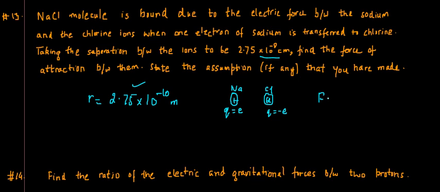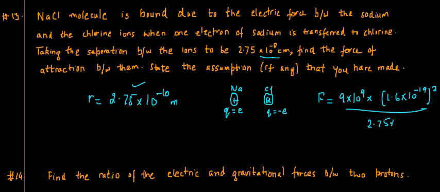The magnitude of the force would be 9 into 10 to the power of 9 times the charge on this and charge on that. That's 1.6 into 10 to the power of minus 19. You square it, divided by 2.75 into 10 to the minus 10 meters. You square it. Okay, then we solve this, and you will get an answer approximately 3.05 into 10 to the power of minus 9 newtons.